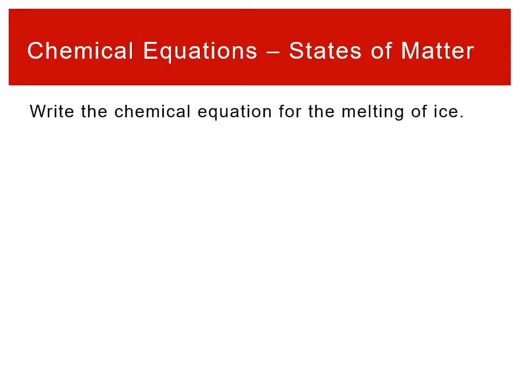Let's take a look at some examples now of writing chemical equations. Write the chemical equation for the melting of ice. Whenever we see that we want a chemical equation, that's what we're after, right? What does this problem want as a chemical equation? We know that a chemical equation always has two parts, reactants and products.